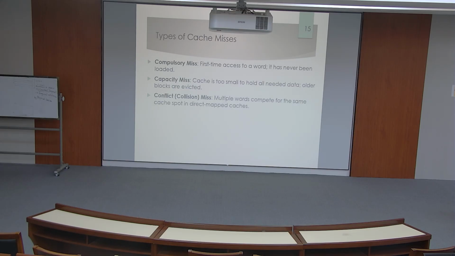Capacity miss. That means we have a cache which is too small to hold all needed data. That means blocks need to be evicted to find a new cache line for a new block from the main memory. Now, here, let's say we have this cache with this content.